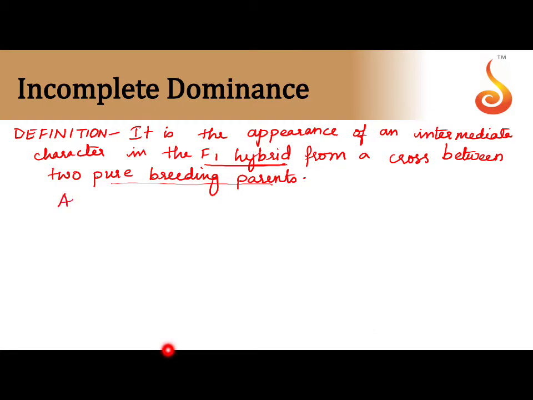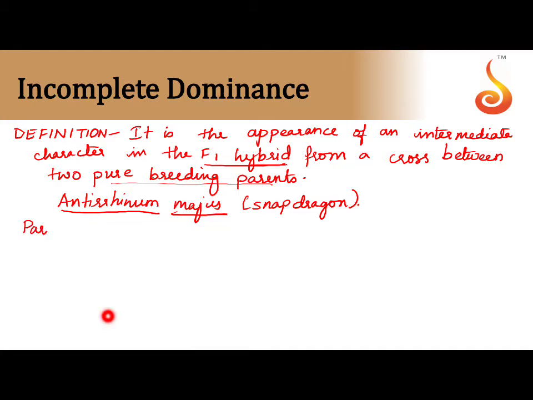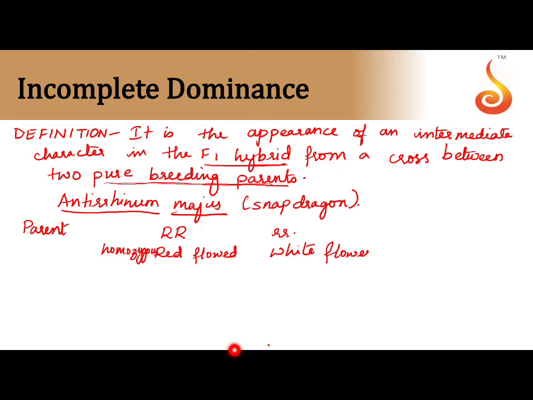I'll spell it out: Antirrhinum, Antirrhinum majus, common name is snapdragon. Okay, now we are considering the parental generation. So parental generation, what did we say? We are going to take pure breeding plants. So we are going to take red flowers crossed with white flowers. So the red flower plant which is homozygous, and this is also the white flower which is again homozygous.